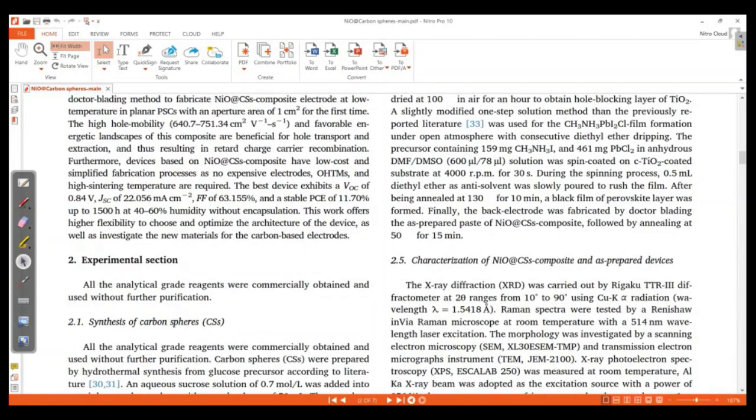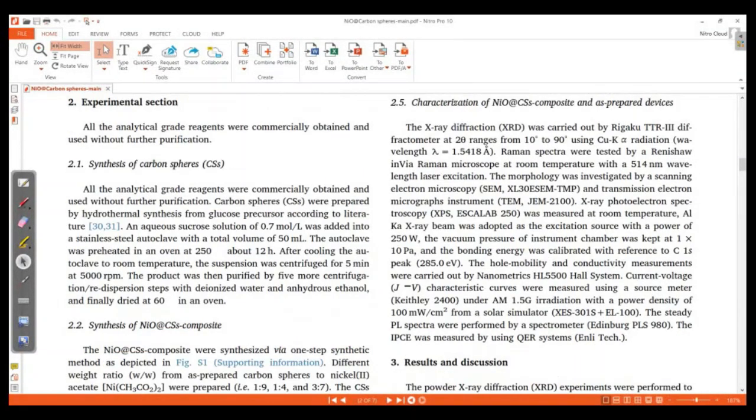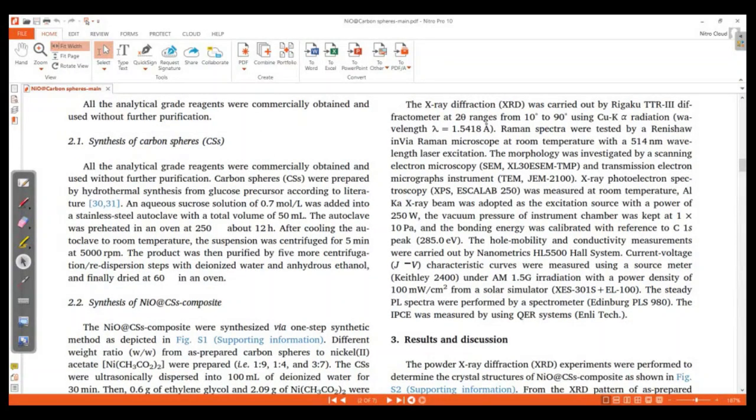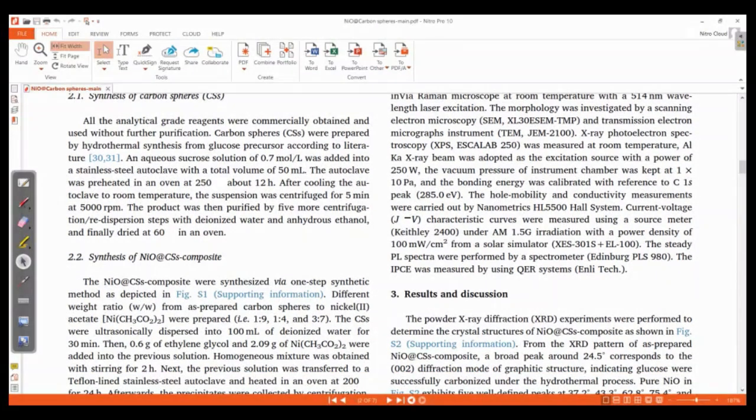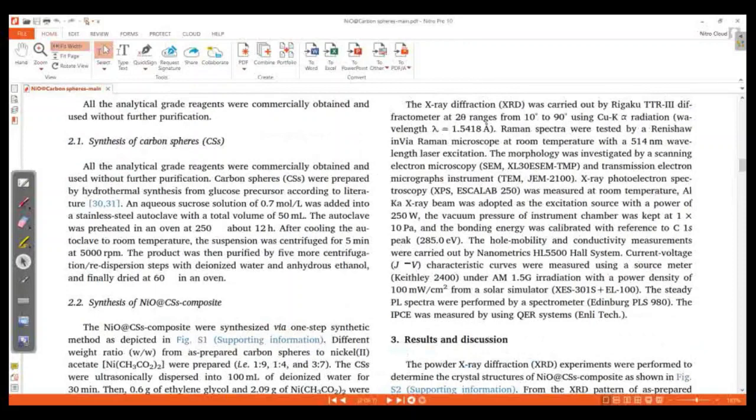Then the experimental section shows all the materials used, how they were used, how they were prepared, and what the synthesis of the material was. For example, in the synthesis of carbon spheres, we have prepared carbon spheres, then we made the composite with the nickel oxide, and how it was done, what the supporting results were, and how they were analyzed, and so on.